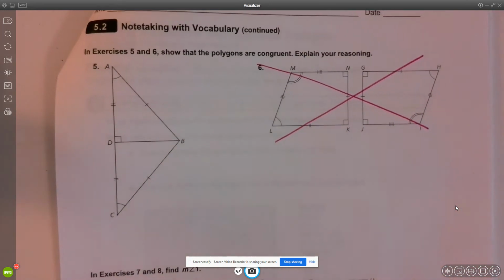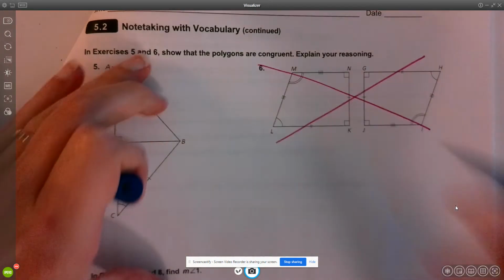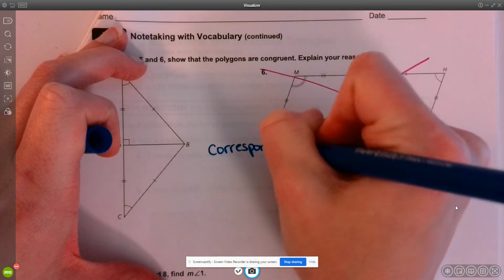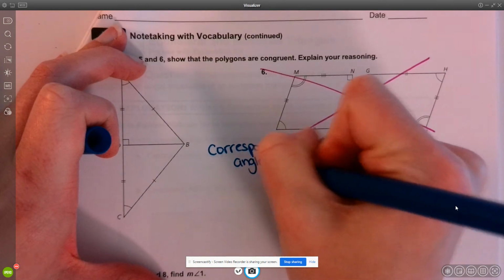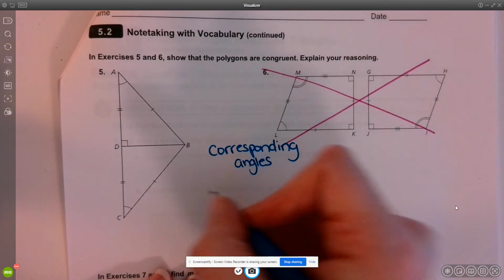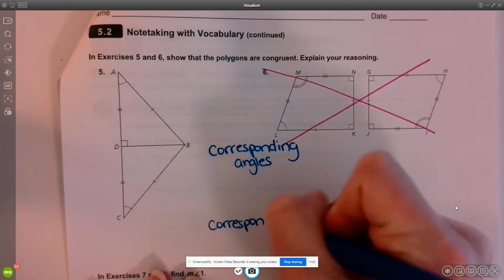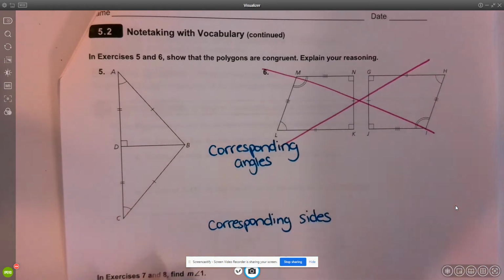So we need to show that the polygons are congruent, that the triangles in number 5 are congruent. So what we need to do first is to show that these triangles are congruent, we have to show that all of their corresponding angles are congruent and all of their corresponding sides are congruent. So that's what we're going to do.